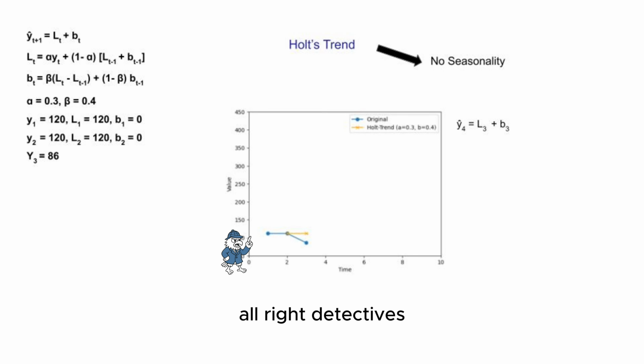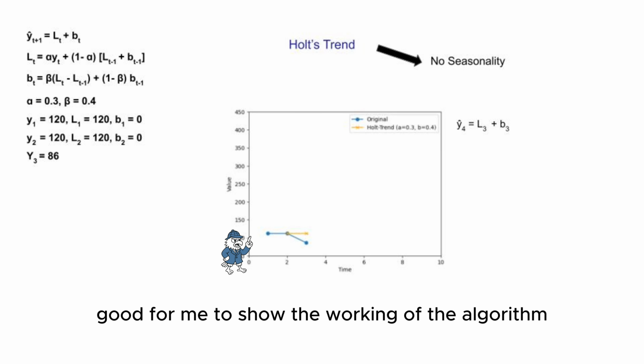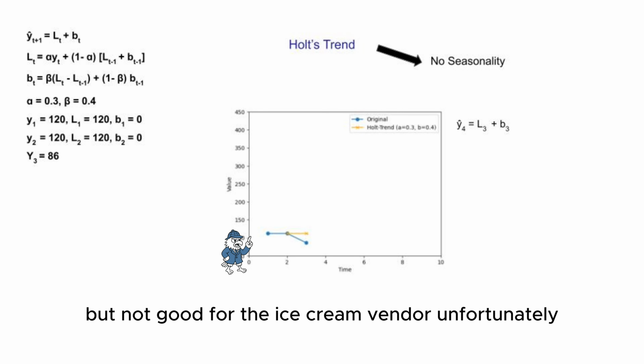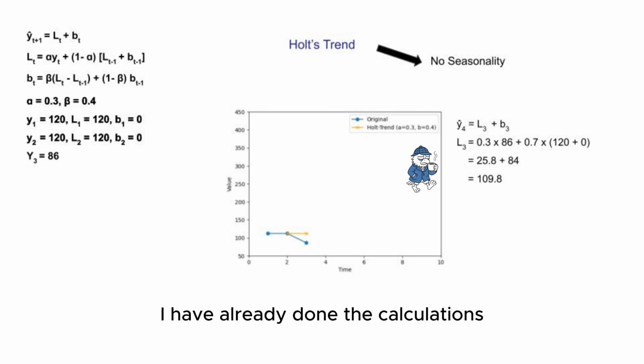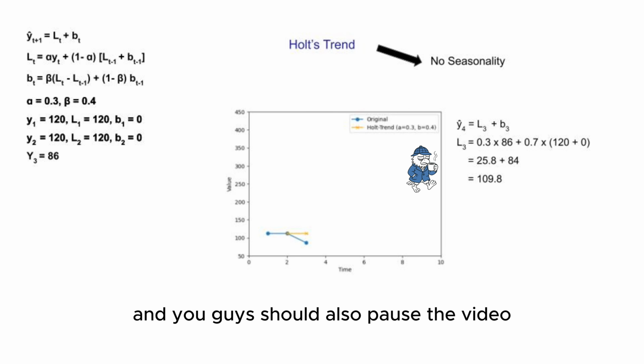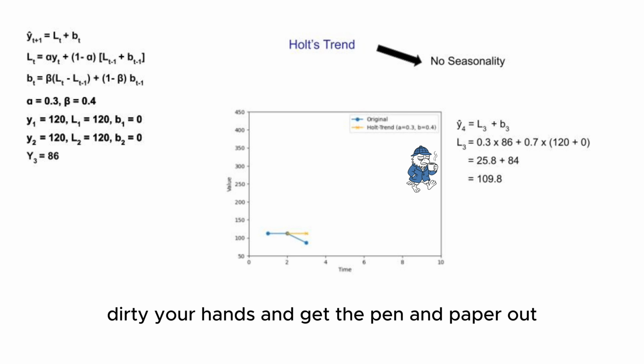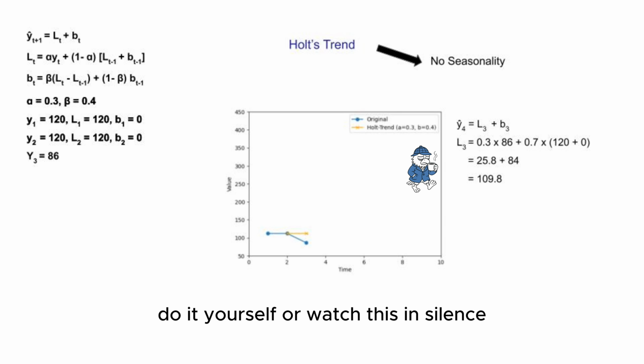All right, detectives, after 2 boring clues, we finally get a twist at t equals 3. A clear drop from 120. Good for me to show the working of the algorithm, but not good for the ice cream vendor, unfortunately. Anyways, I have already done the calculations, and you should also pause the video, give it a thought, or better, dirty your hands and get the pen and paper out. Do it yourself, or watch this in silence.